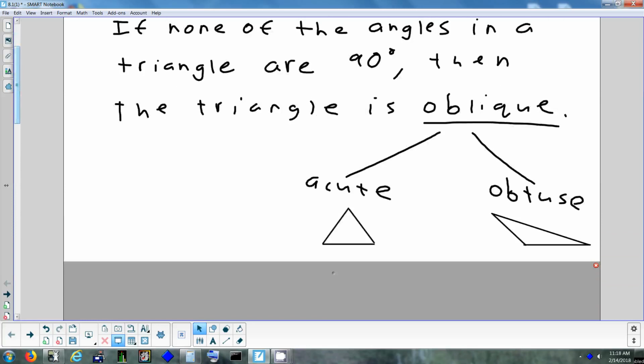So the two types of oblique triangles you can have. You could have an acute triangle. Think of like an equilateral. All the angles are less than 90. Or you can have an obtuse triangle. One angle larger than 90. Why can't you have two angles larger than 90? Yeah, then it wouldn't be a triangle. You'd need a fourth side. It's a quadrilateral. Okay.